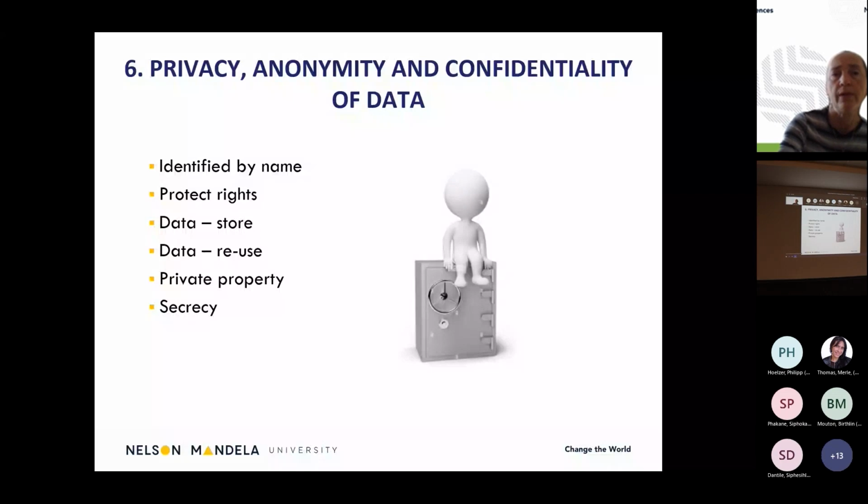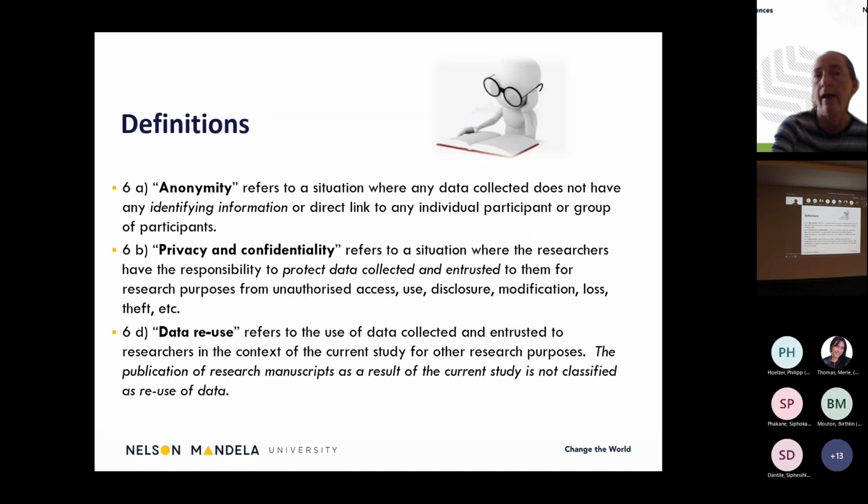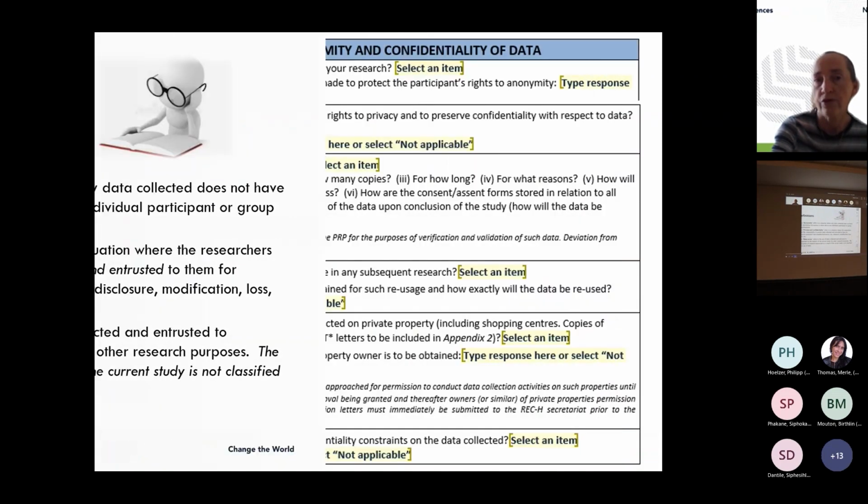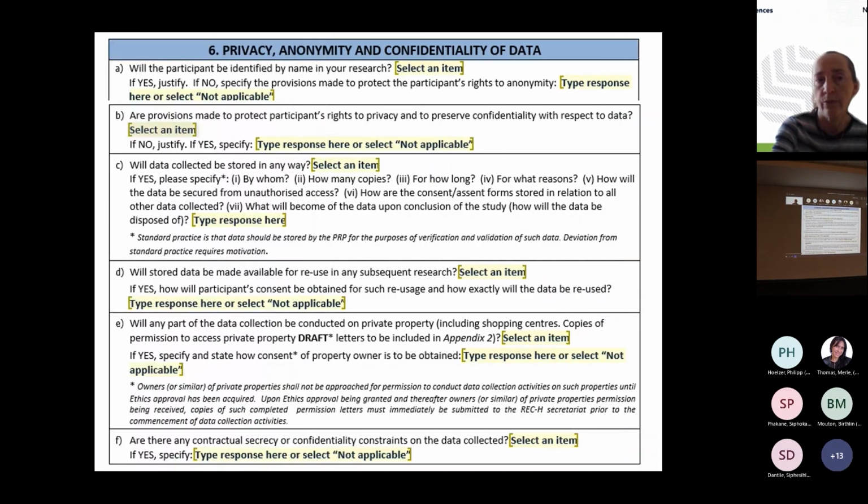Let us move on to privacy, anonymity, and confidentiality of data. Okay, so this section deals with, will our participants be identified by name? Will their rights be protected? Then, very importantly, data, and then private property, and then secrecy. Okay, so this is how the form looks like. Here we've got A, B, C, D, E, and F. We've got 6 questions or 6 sections that need to be completed.